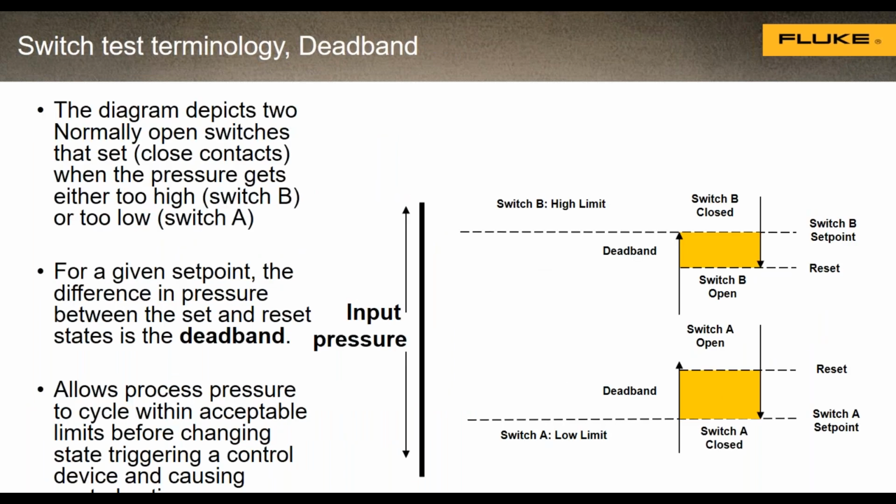Between that set state and the reset state, there's something called the deadband, and that's the difference between the two pressures. Let's say it's normally open. You pump the pressure up, it closes. That's the set state. You release the pressure, then it goes to the reset, and the difference in those two is your deadband.